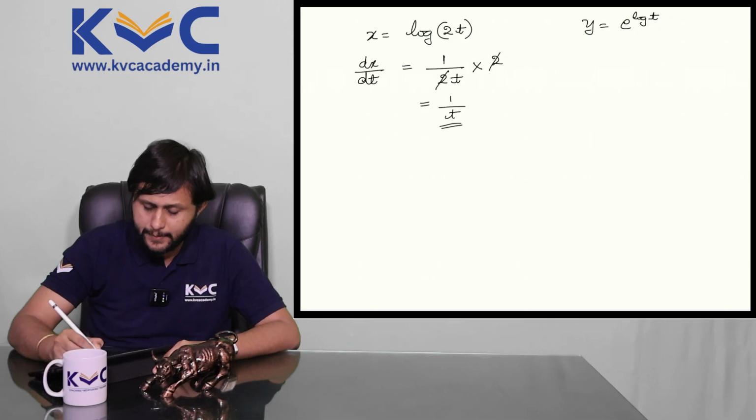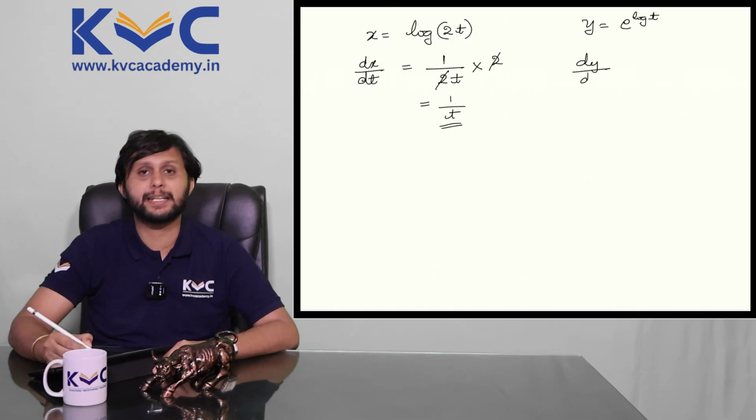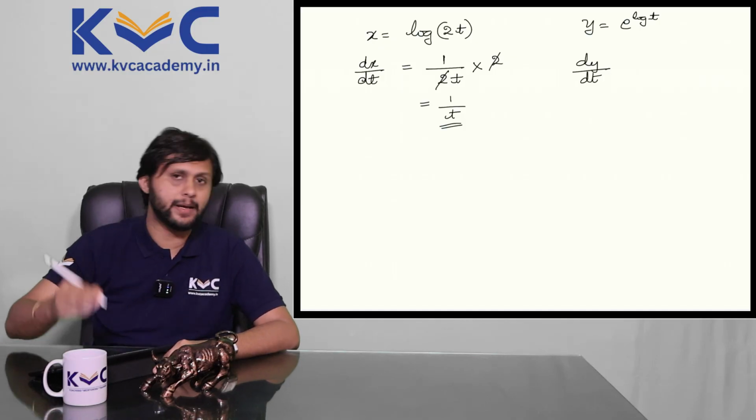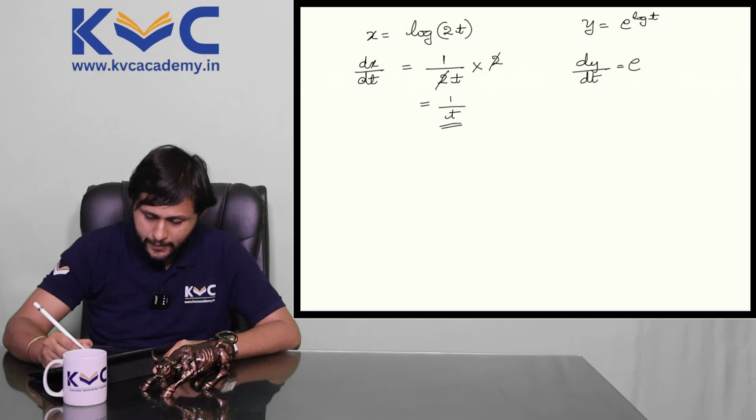Now y, dy by dt. Differentiation of y with respect to t. Now it is in the form of e to the power t. Correct, but instead of t we have log t. So e to the power t is e to the power t only.